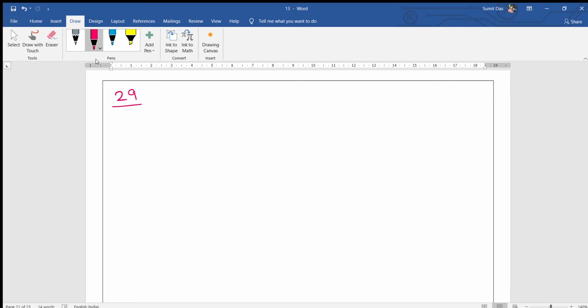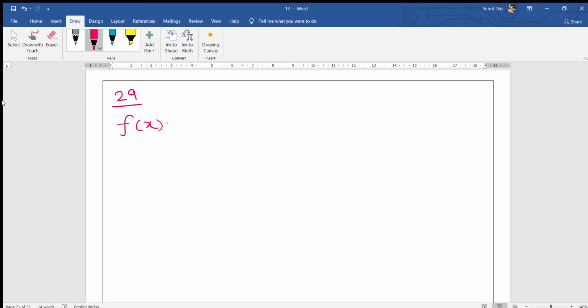Question number 29 says: let a1, a2, up to an be fixed real numbers. Define a function f(x) equal to (x minus a1)(x minus a2) up to (x minus an). What is the limit as x tends to a1 of f(x)? This question looks very complicated, but it's very simple. Let's write down the f(x) first.